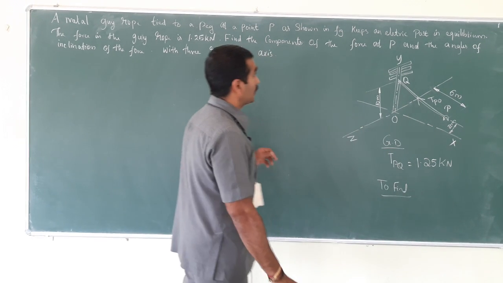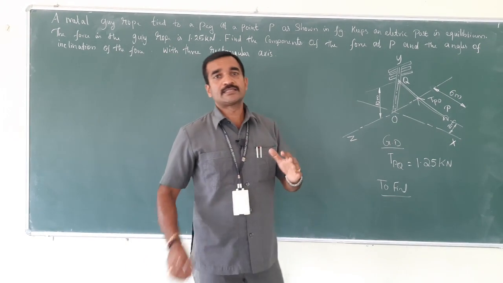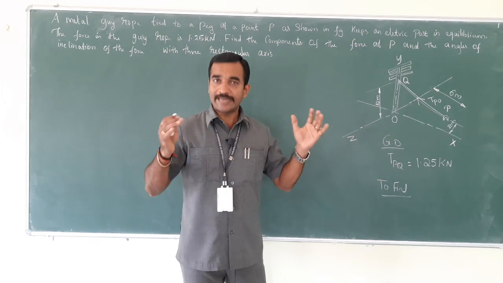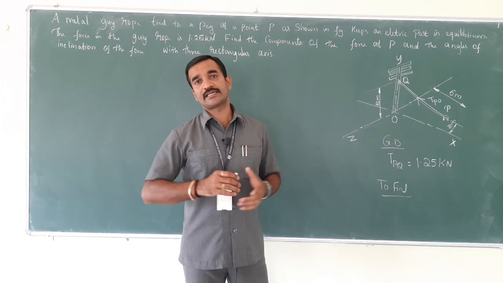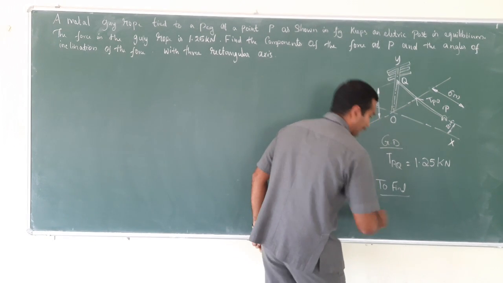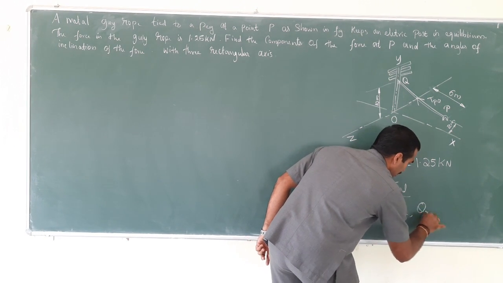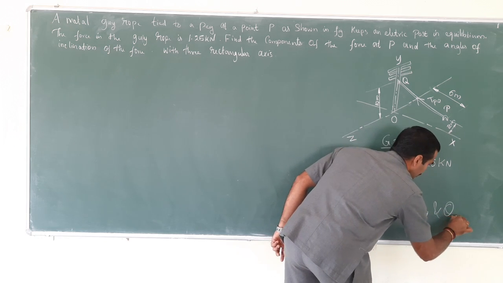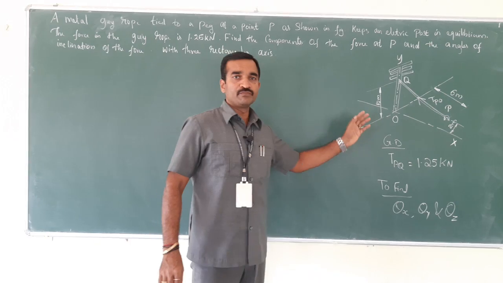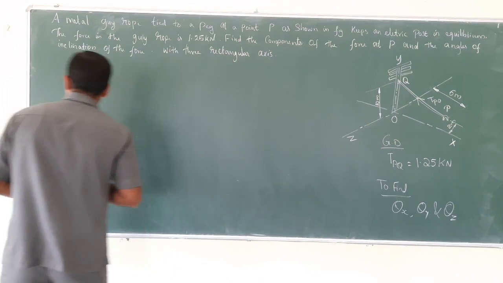To find, what to find? Look here, the angles of inclination of the force. Since it is 3D, the particle in space is defined in the X direction, Y direction and Z direction. So three axes, therefore three angles would be there: theta X, theta Y and theta Z. These are the three things which we need to find out from this question. Then start with the solution.